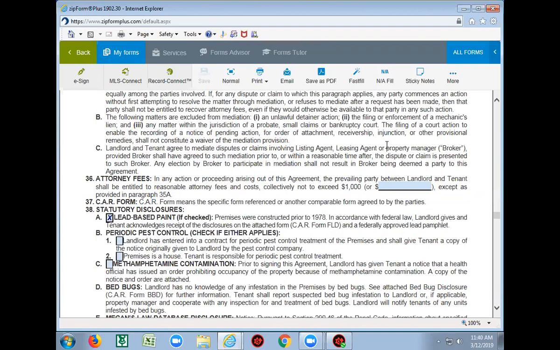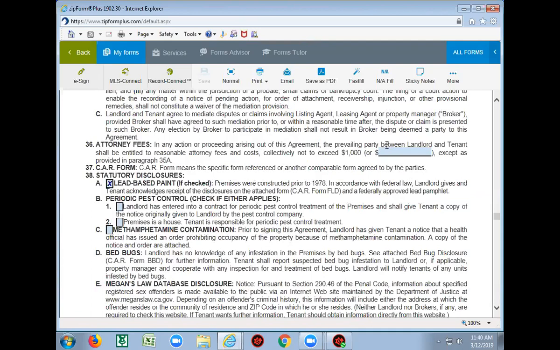So that means you do the listing agent, okay? Then definitely, if it involves the listing agent, lease agent, that's the tenant's agent, or any property manager, the providing broker should have agreed to such mediation prior. So that means, if you want to get involved with the listing agent, tenant's agent, or the property manager, you have to give at least a month or before that.